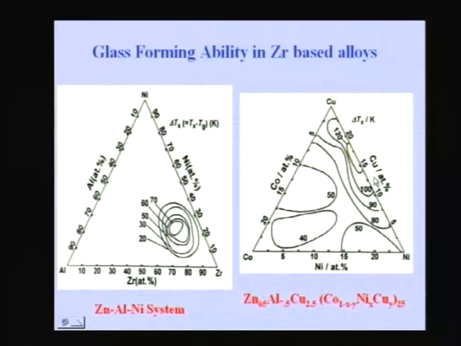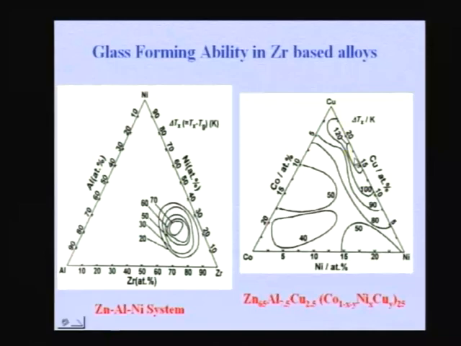This is another such system where the delta Tx is plotted. This is for 40K, this is for 50K, this is for 80, 90, 100 and 120. This small domain is for 120K. That means those are the compositions within this small domain which have the highest glass forming ability. So one can identify the compositions.